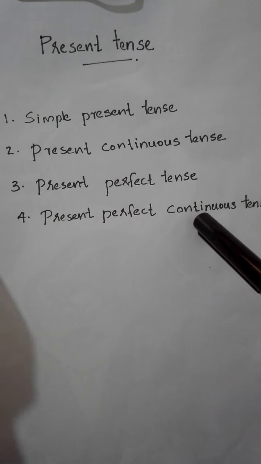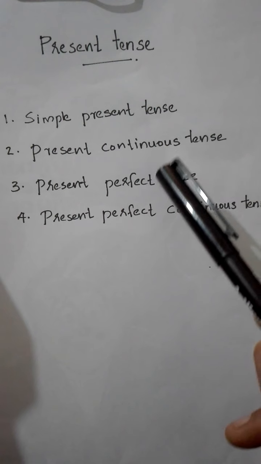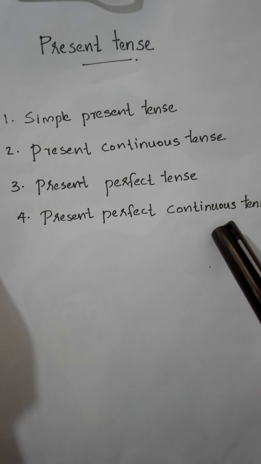Okay. Hope it is clear because we discussed all these things in the previous class itself. So which are the four divisions? Simple, continuous, perfect, and perfect continuous. Okay. And now let's move to each of the divisions in present tense in detail. Okay, ready?